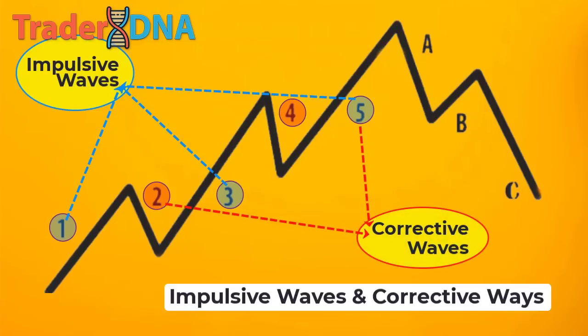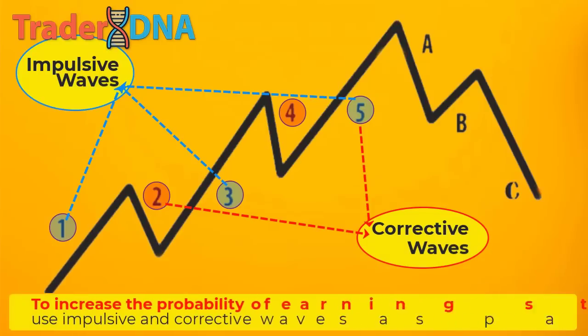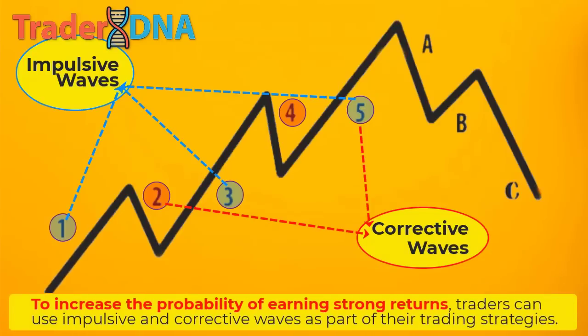Understanding market structure requires knowledge of the underlying principles of impulse moves versus corrections. This concept is critical for identifying support and resistance levels, which can be helpful for traders. To increase the probability of earning strong returns, traders can use impulsive and corrective waves as part of their trading strategies. Additionally, understanding moving averages can also be useful in trading.